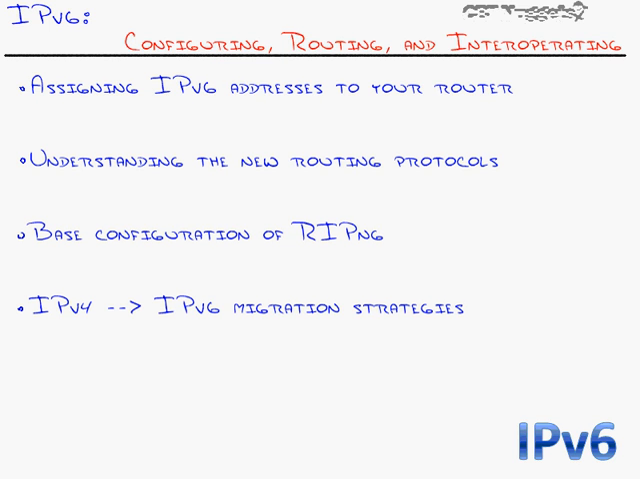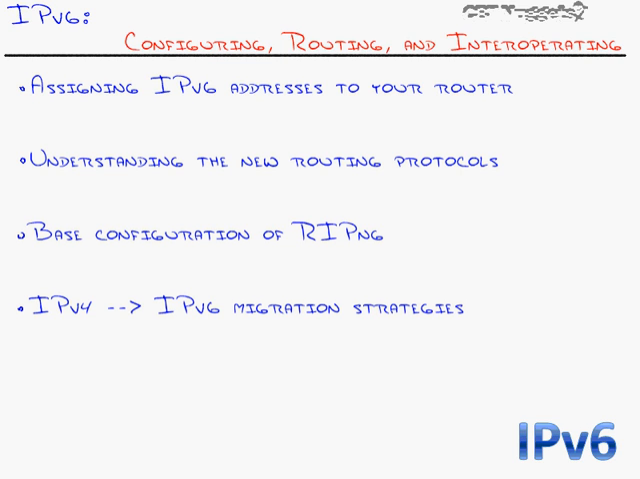So now that you know a little bit about IP version 6, let's set it up on the router. We're going to start off by assigning an IP version 6 address to our routers, enabling the protocol itself, and then going in and saying this will be the IPv6 address that we'll use. We'll then look at how the routing protocols have evolved to support IP version 6, and we'll do the base configuration of RIP-NG.